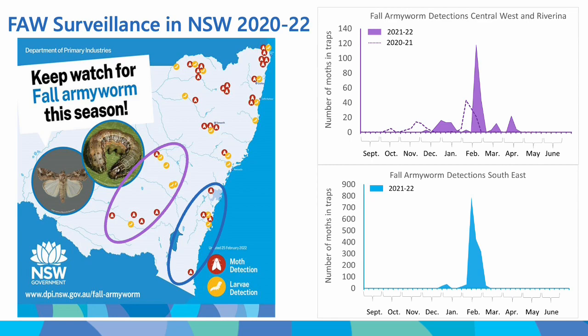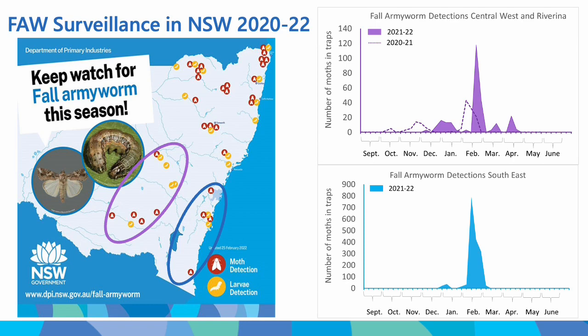Now, in central and southern parts of the state, the Riverina was the area that had the highest moth activity, and there was a single peak there in late summer at similar moth levels to what we'd seen in the northwest. And in 2022 in the southeast, there was a very strong peak of activity during late summer and into autumn, and the magnitude of that moth activity actually exceeded what we'd previously seen on the north coast.